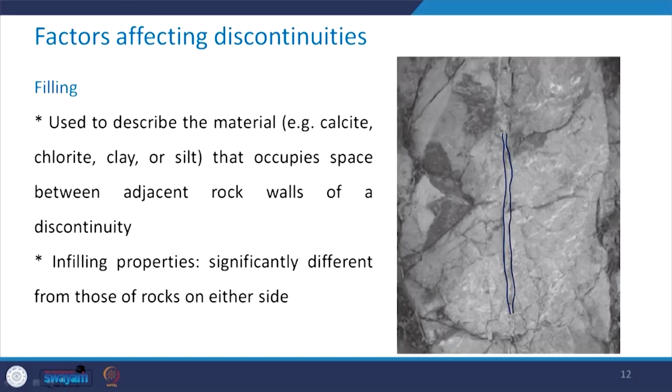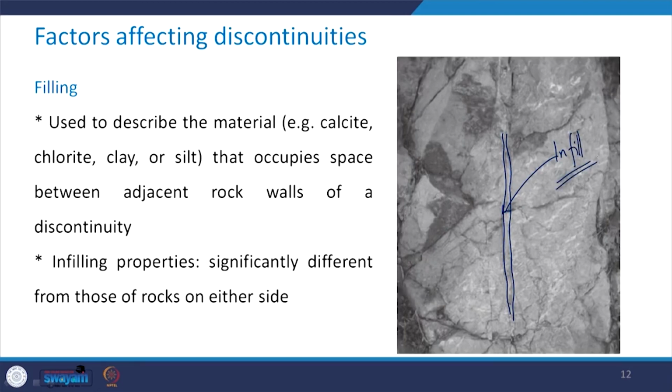As I mentioned, this filling can be anything, which can be clay, silt or calcite, chlorite. So, you can see in this figure this joint is filled with the material called infill.